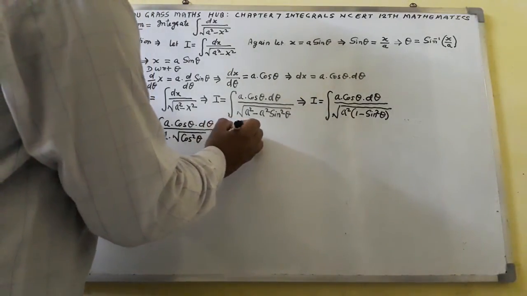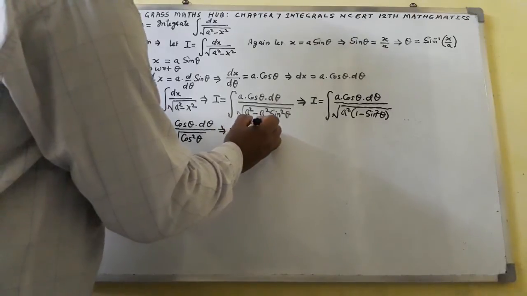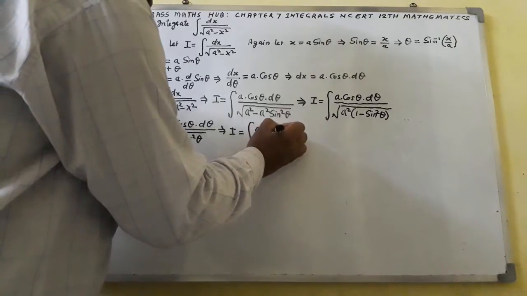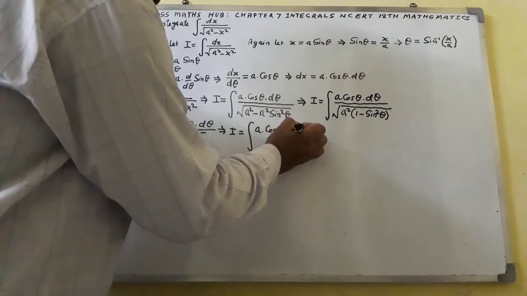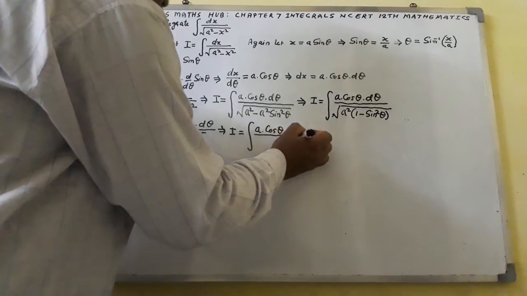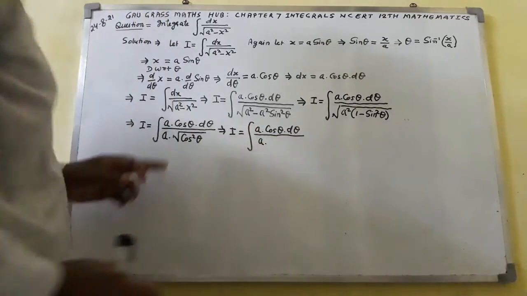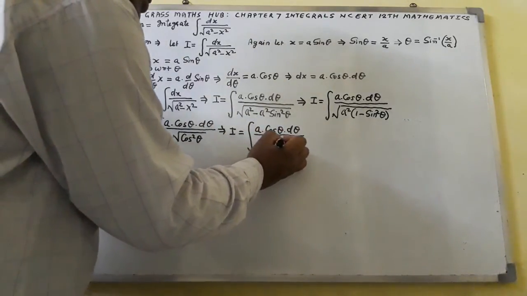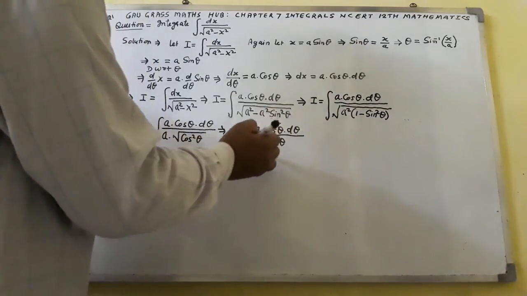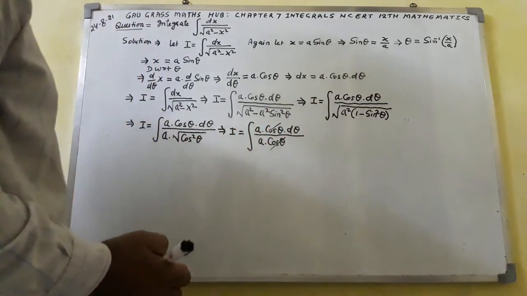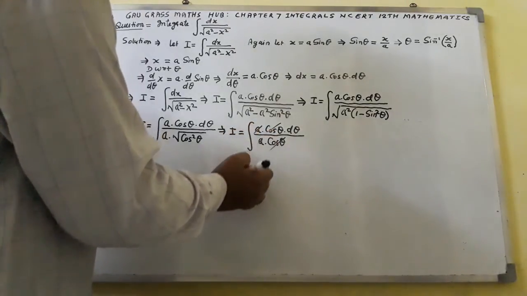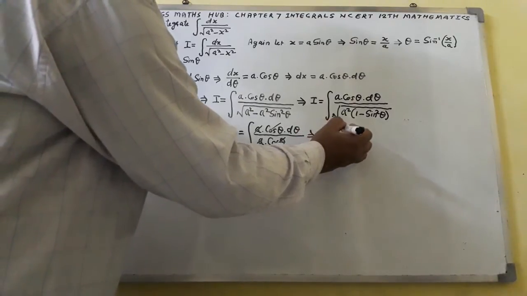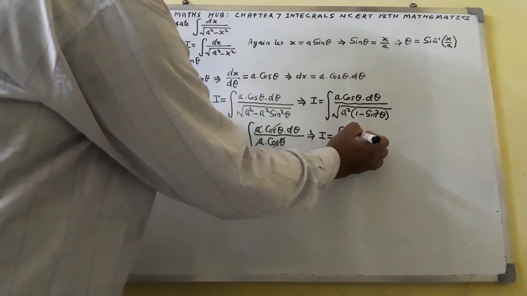So I equals integral a cos theta d theta, whole over a dot under root cos square theta, which comes out to be cos theta. Here cos theta and cos theta will be cancelled out. Also a and a will be cancelled out. We will get I equals integral d theta.